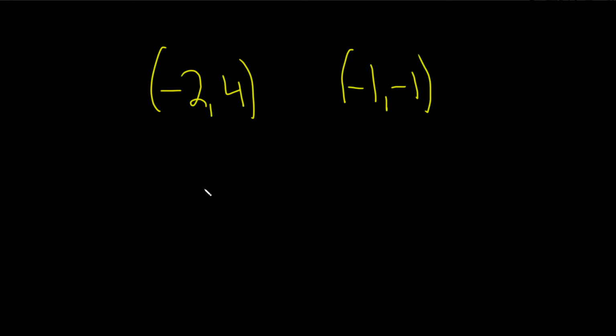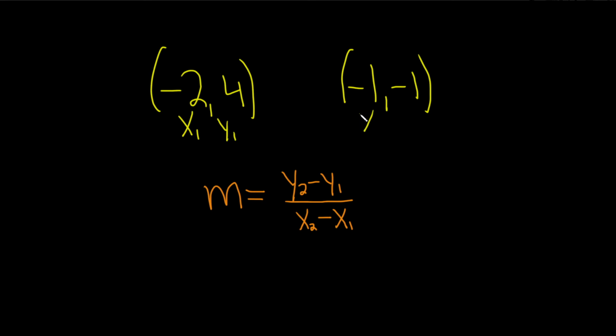Hello, in this problem we have 2 points on a line, and we have to find the slope of the line. So we'll start by writing down the formula for slope. The formula for slope is m equals y2 minus y1 divided by x2 minus x1. So now we can go ahead and label our points. We can make this one be x1, y1, and maybe this one is x2, y2.